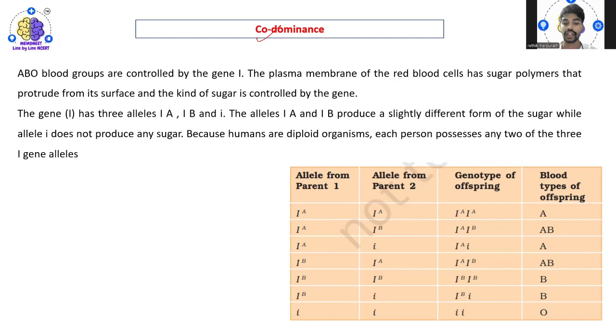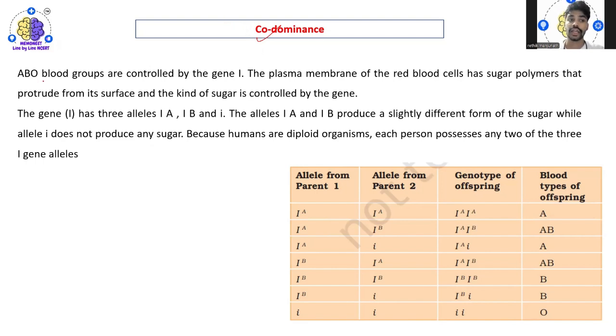So this is again very important, because this is called codominance. Till now we have discussed crossing where the F1 resembled either of the two parents, that is dominance, or was in between, that is incomplete dominance. This is what we have discussed. But in the case of codominance, what happens? The F1 generation resembles both the parents here.